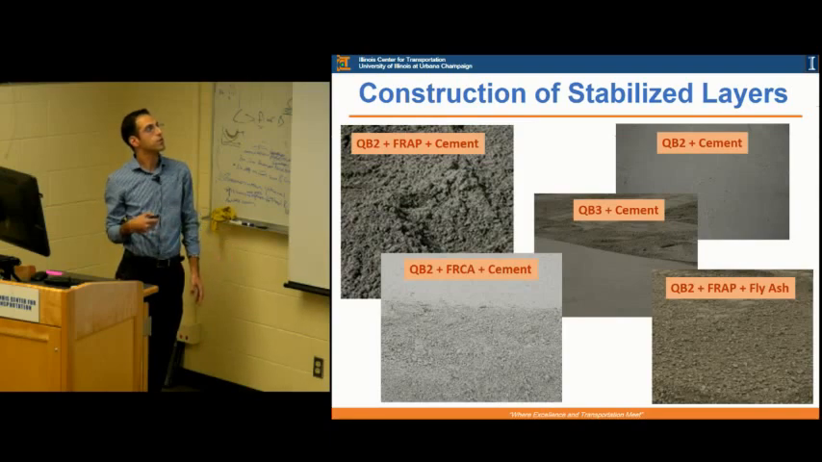Just showing you here some of the materials and the final look of the material after they've been mixed together. So this is the FRAP section. You can see it here. This is the one with the concrete. This is the one with the FRAP and fly ash. And then these two are the cement sections.